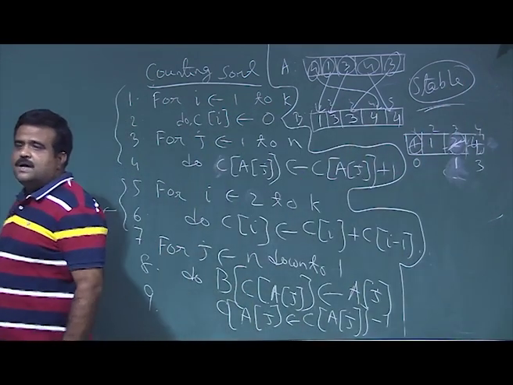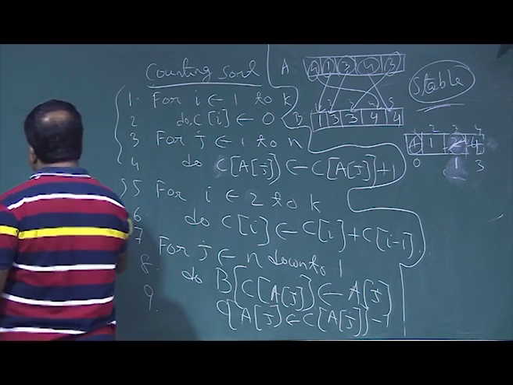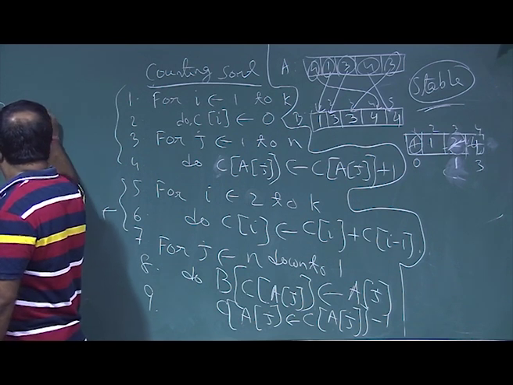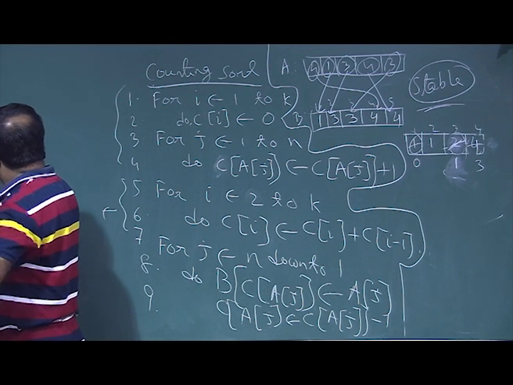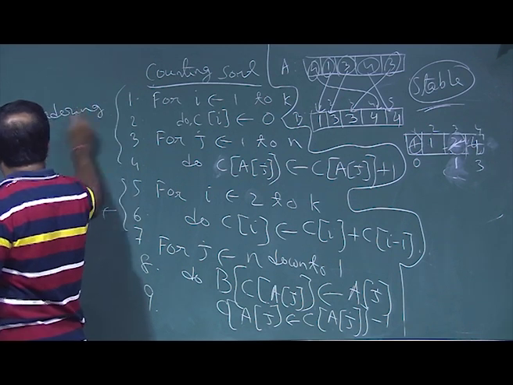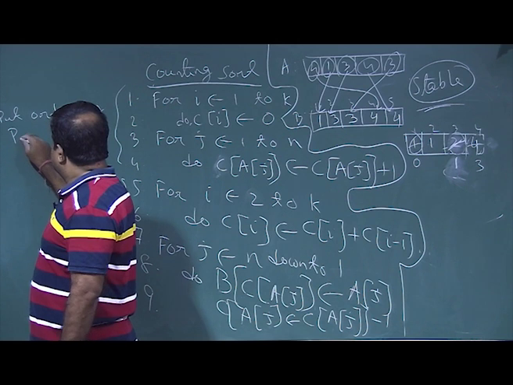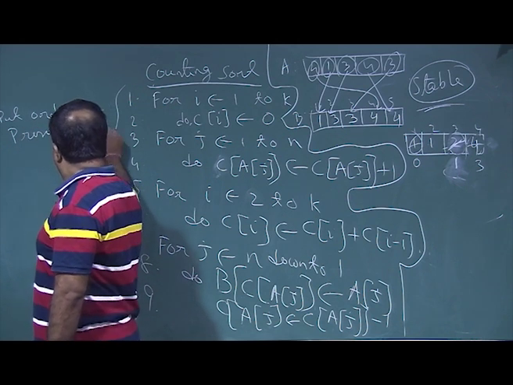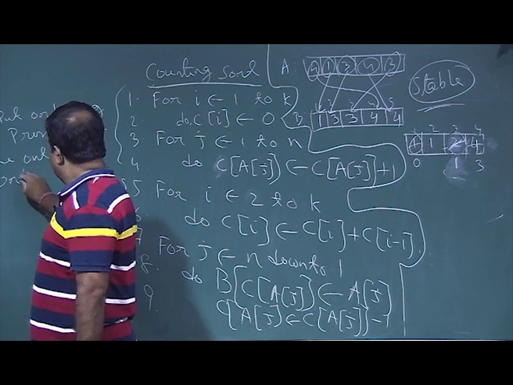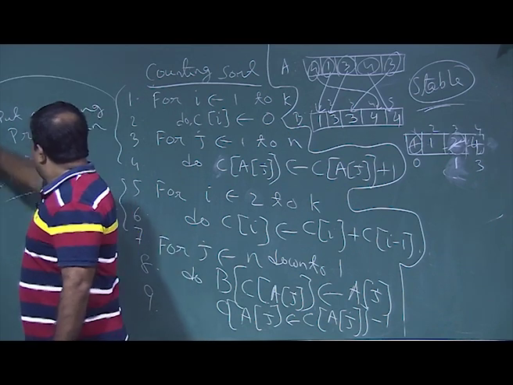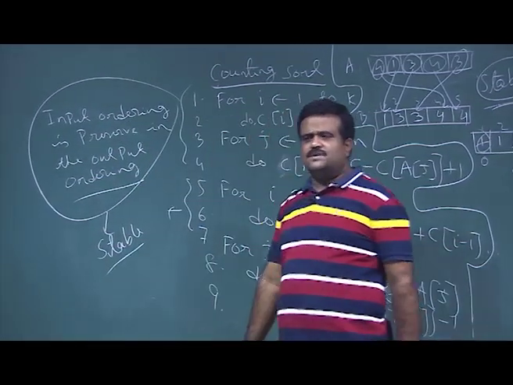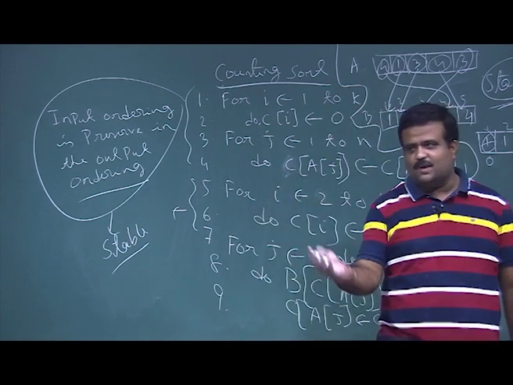Stable in the sense that, stable means we preserve the input ordering in the output ordering. If this happens, then it is called a stable sorting algorithm. So, which comparison based sort is stable? Quick sort? Think about it.